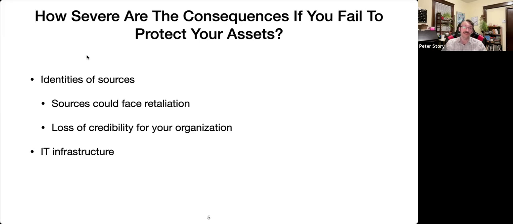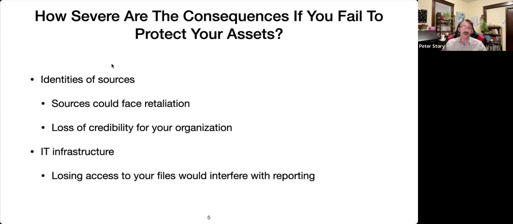So also IT infrastructure. If your IT infrastructure, like your work devices or your file shares, are brought offline, then that's going to interfere with your reporting. Even if nothing is stolen, if you can't use any of your devices or access any of your files, that's going to really mess up day-to-day business. So you should think about this for each of the assets that you're responsible for.